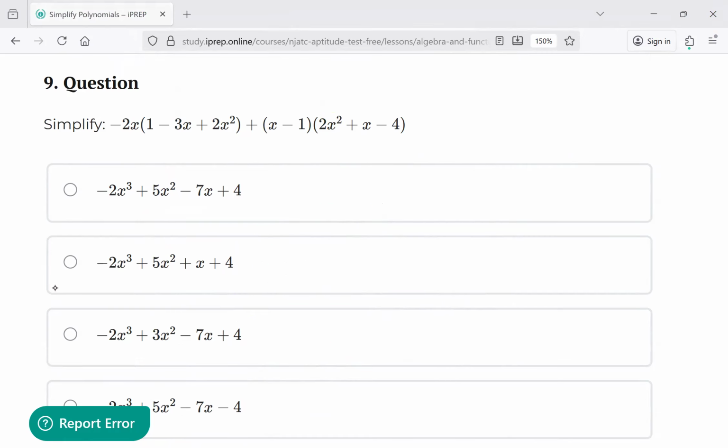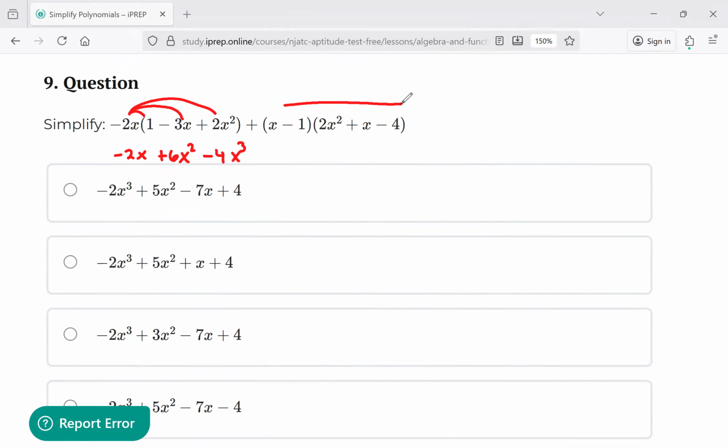Let's see here. Yeah, this one, just FOIL it out, collect like terms. Let's do this one real quick, because we do have to have a time limit on the real exam. So negative 2 times 1 is negative 2x. Negative 2x times negative 3x is positive 6x squared, because remember, multiplying the variables as well. Negative 2x times positive 2x squared is going to be negative 4x cubed.